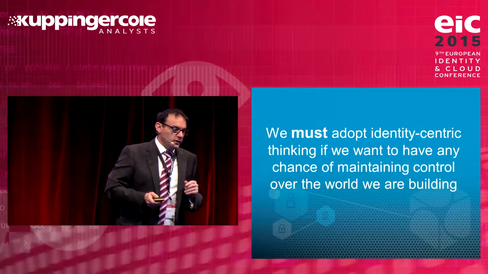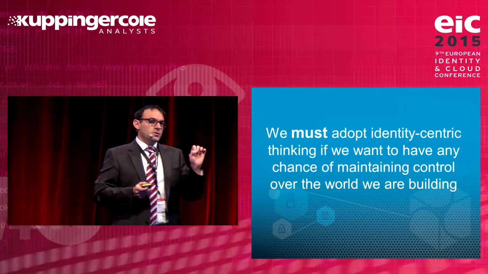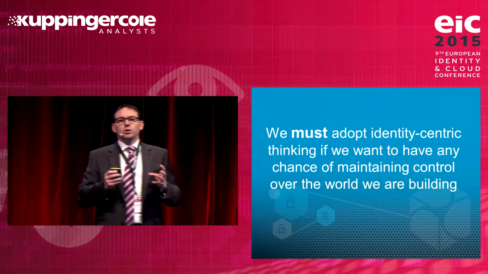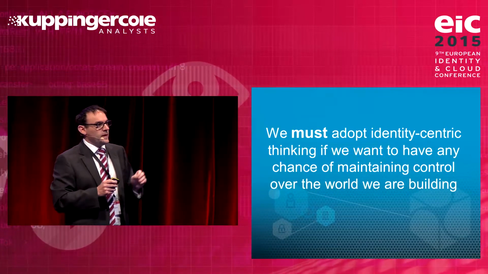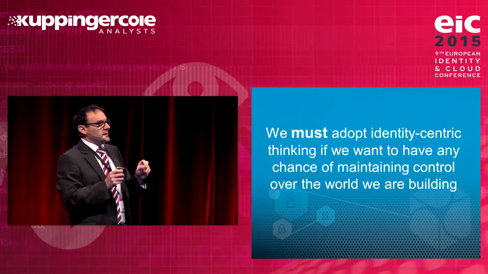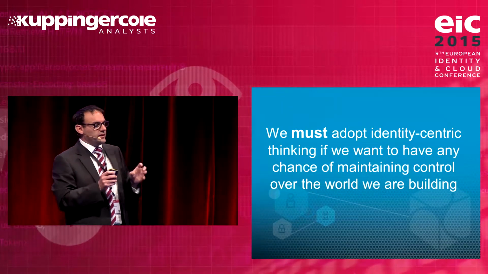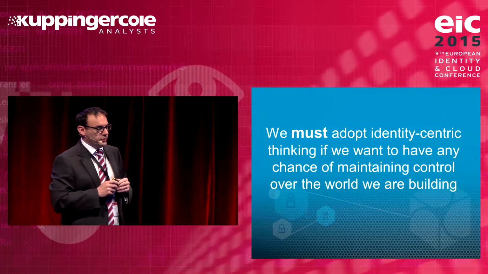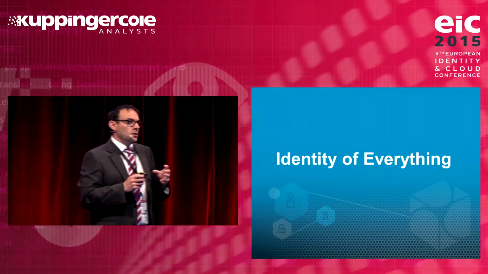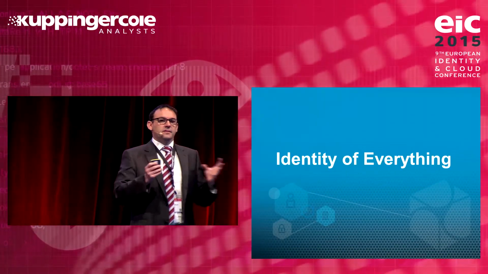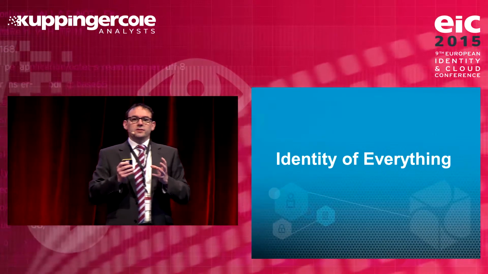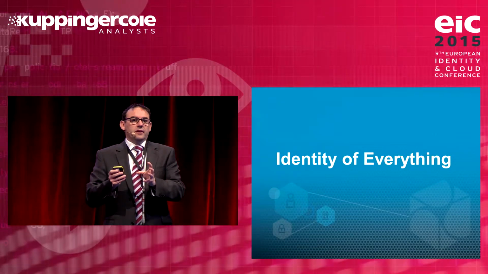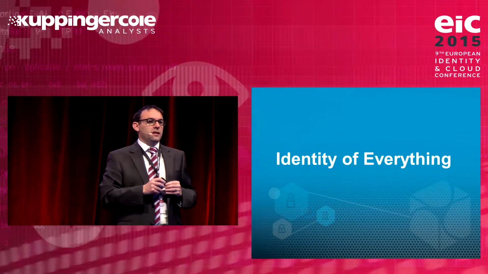And as we build this kind of environment and build this new world of hyperconnectivity, we must adopt this kind of identity-centric thinking if we want to have any control over this world that we're building. And so, with this kind of internet of everything, we need to have a parallel kind of identity of everything if we want to have this manageability.